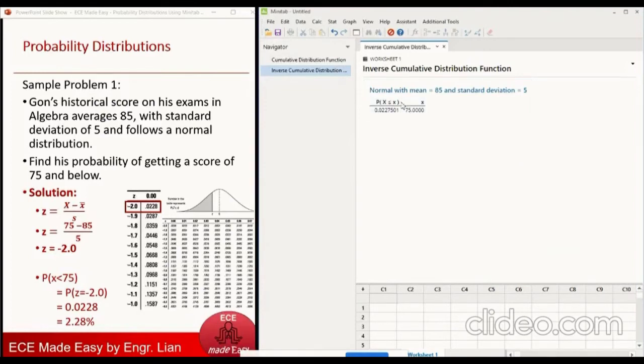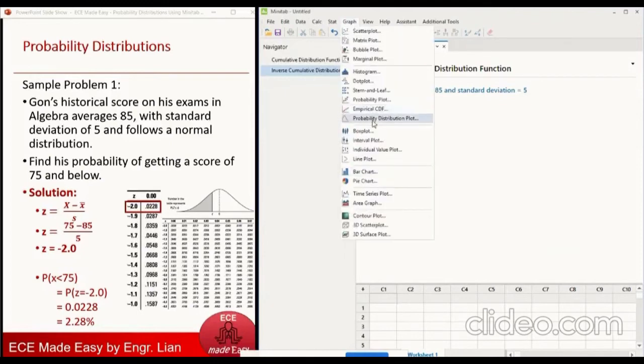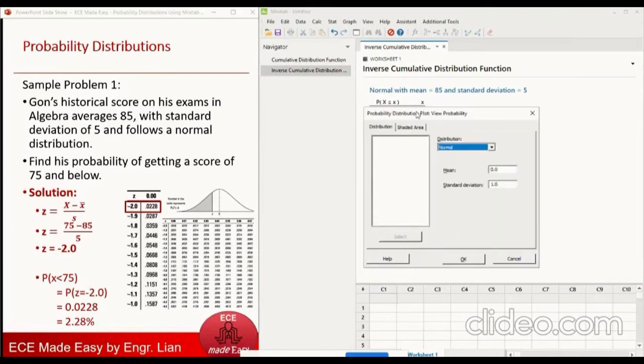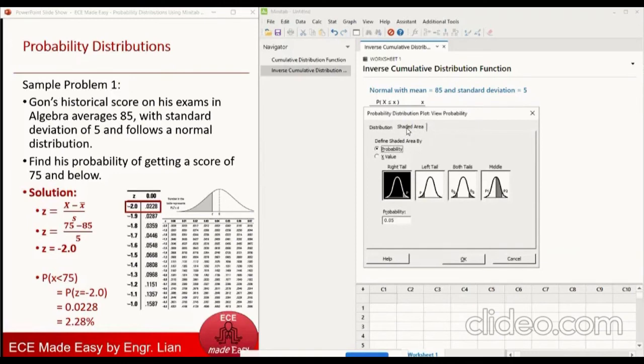Now there's another way to do that by using Graph and then Probability Distribution Plot. And we want to view the probability, so we'll select this fourth selection here. Click OK. So there's a window that will pop out. It will need to specify the distribution, which by default is normal. We just have to input the mean 85, standard deviation of 5. Then go to the second tab, the shaded area. We are after the probability and we are given the X value. And which tail are we focusing on?